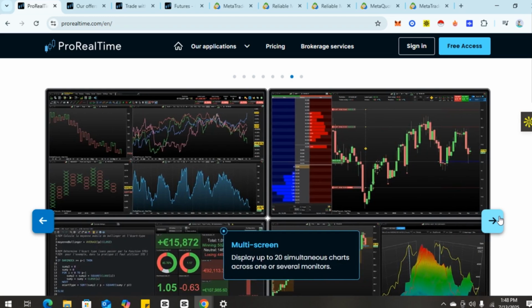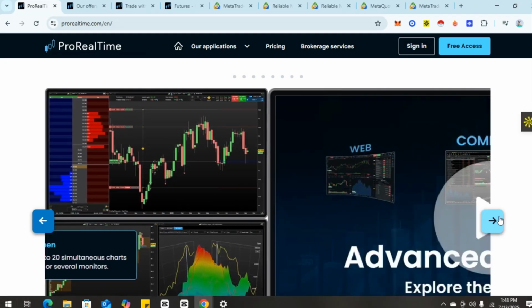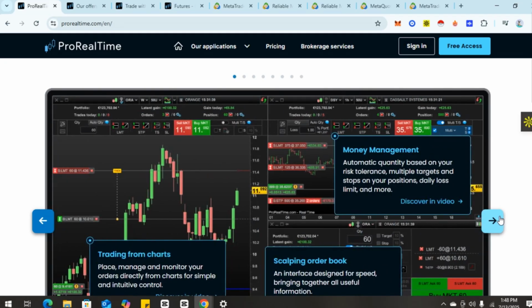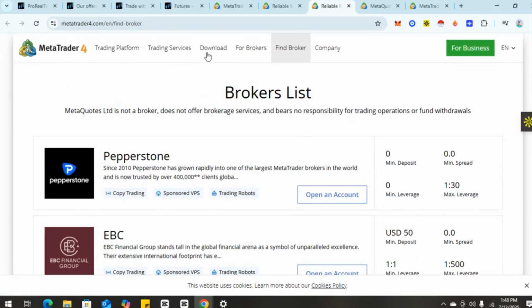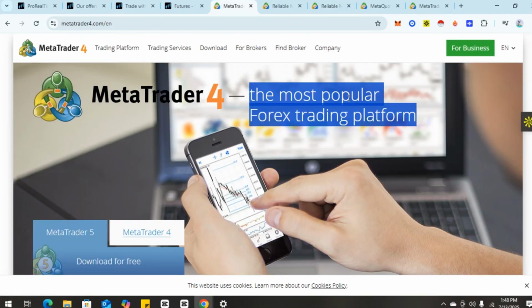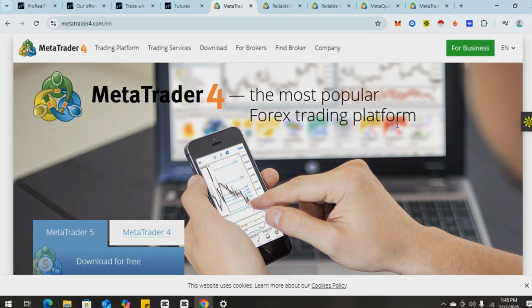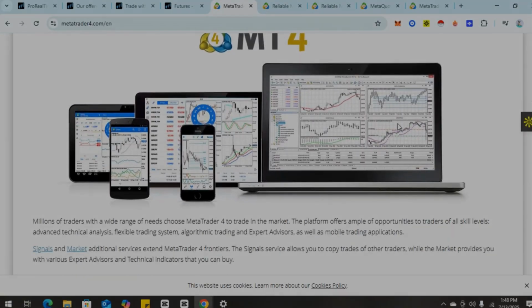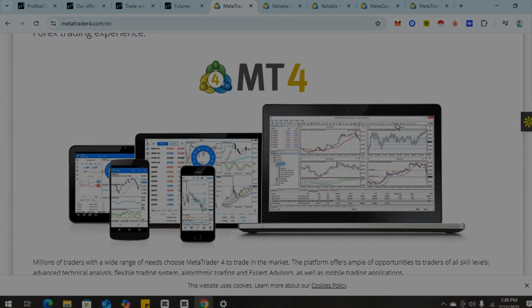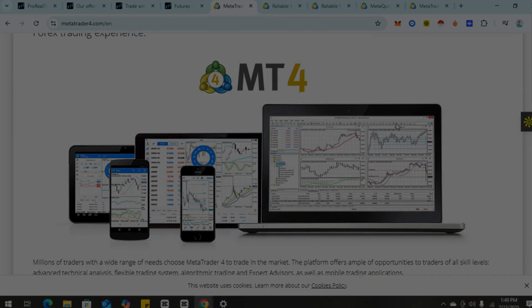It's not about which one is better universally, but which one fits your trading style, asset class, and tech needs. Whether you're running EAs on MT4 or scanning breakout levels with ProRealTime's ProScreener, both platforms offer powerful but very different paths to trading success.